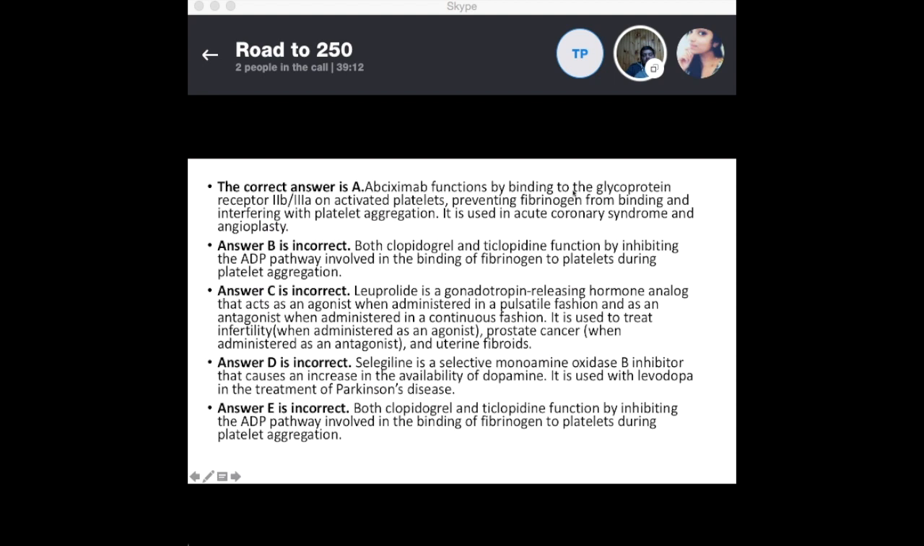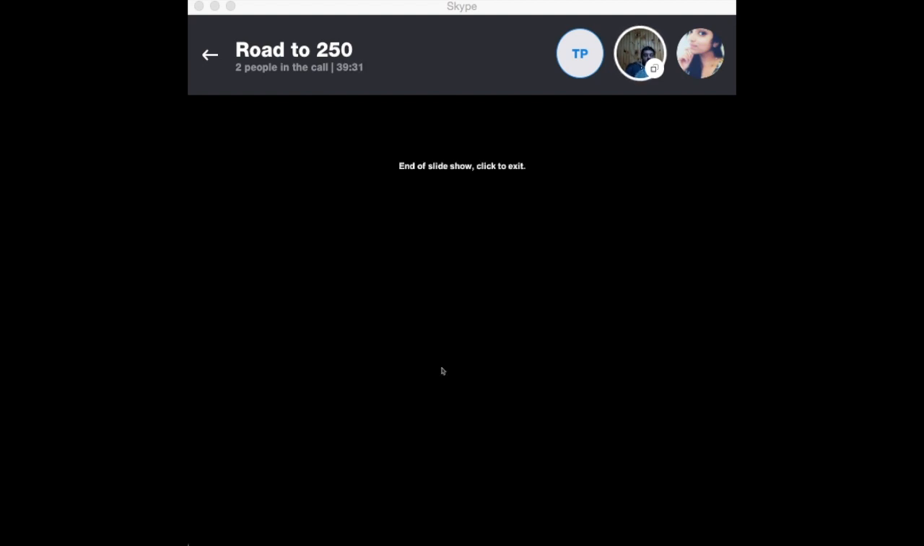So basically, abciximab's function is binding to the glycoprotein 2B3A. Clopidogrel and ticlopidine act on the ADP pathway, so that's why those are wrong. And then the other ones are definitely not even involved. Any questions?